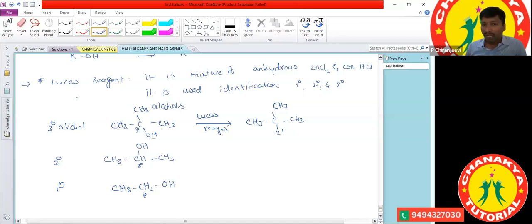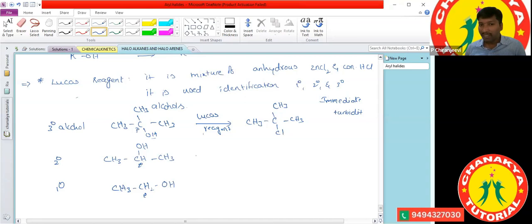When the tertiary alcohol is treated with the Lucas reagent, it gives immediate turbidity. Immediately it forms some precipitate. The Lucas reagent is a liquid, and the tertiary alcohol is also a liquid. When you add one liquid into another, you immediately get some solid substance. That is what we call turbidity. The turbidity contains tertiary butyl chloride. Alcohols are converted into haloalkanes.